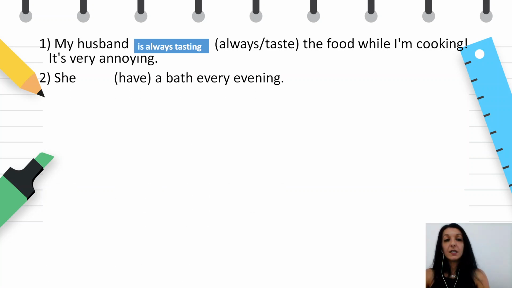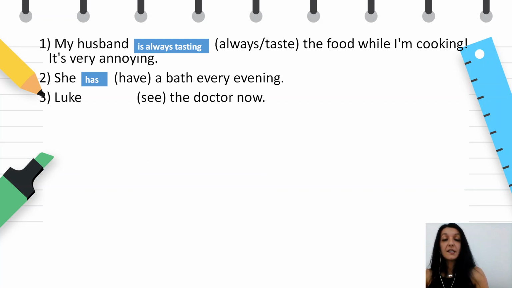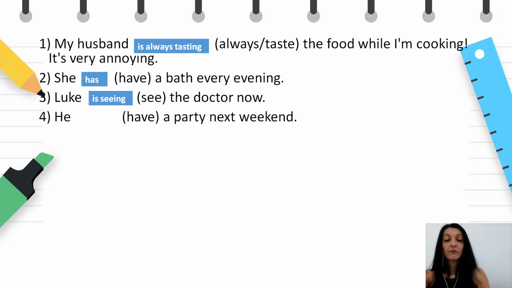Okay? She has a bath every evening. Since this action repeats every evening, yes, you guessed, the answer is has. Present simple. Look, see the doctor now. Very good. Since you already have now, which means that the action is happening at the moment of speaking, the answer is: Luke is seeing the doctor now, which means Luke is meeting the doctor now.